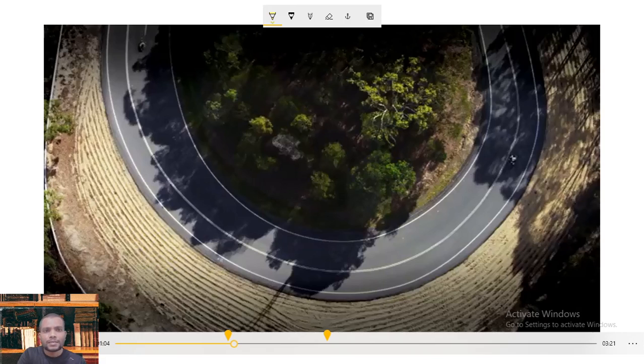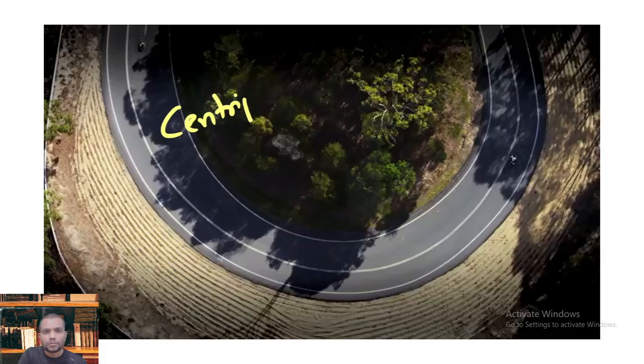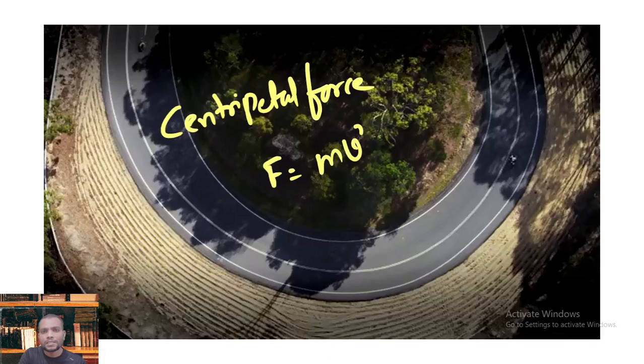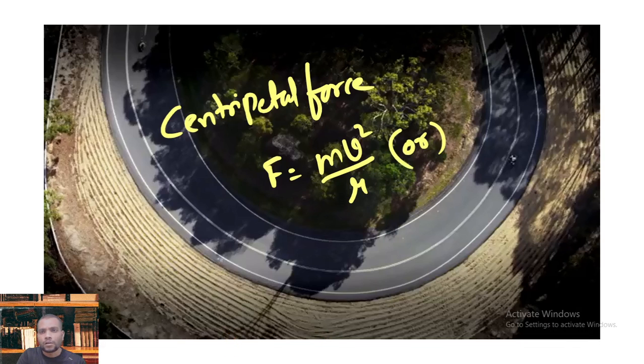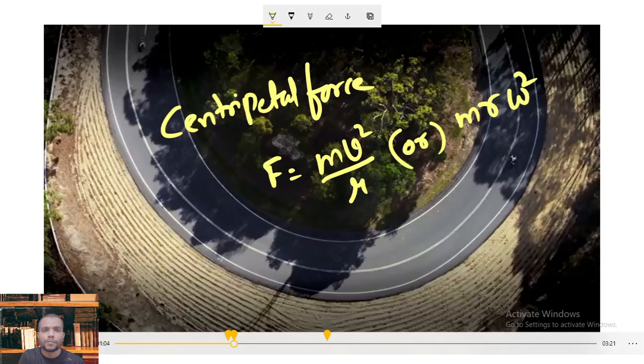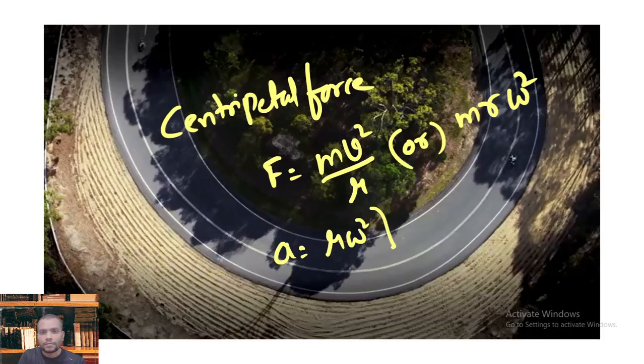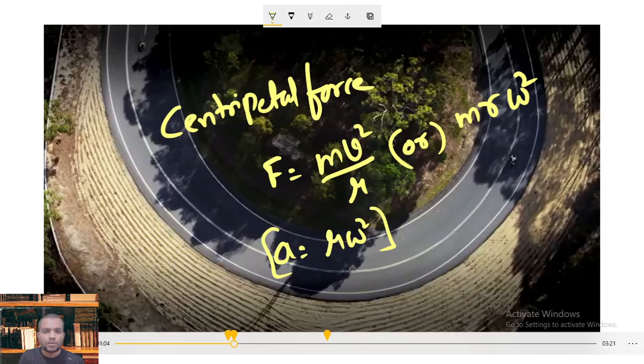So remember that centripetal force F equal to mv square upon r, which is also equal to m r omega square, and centripetal acceleration a equal to r omega square. So this is the previous knowledge we need to have to understand further.